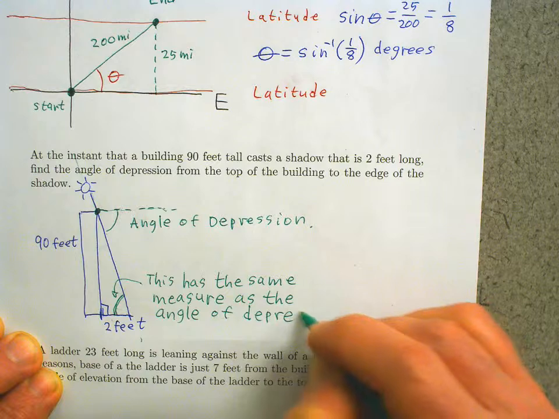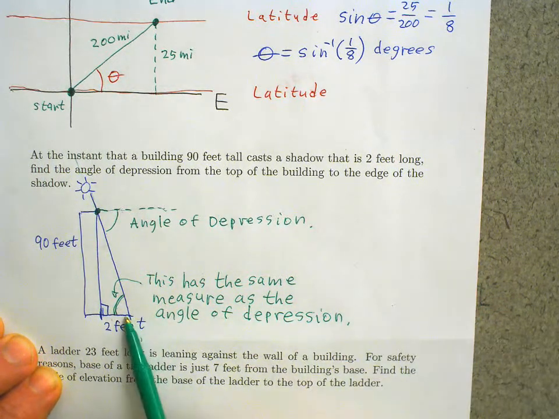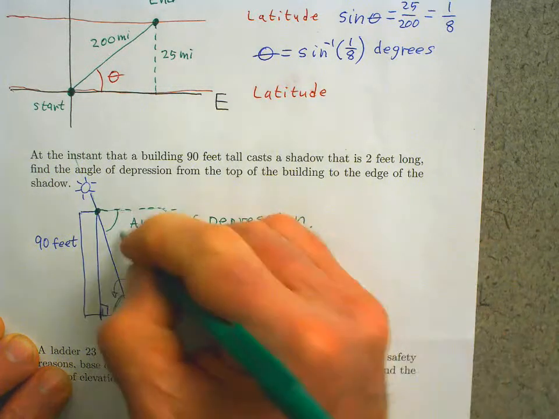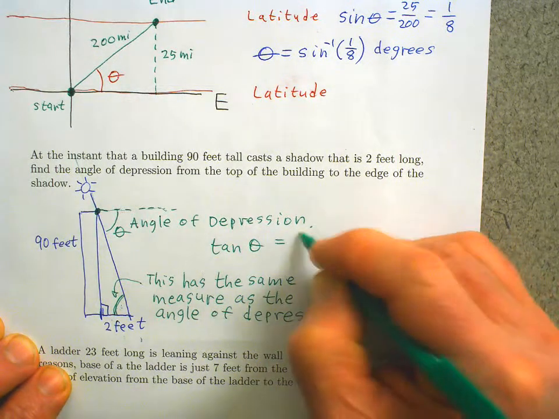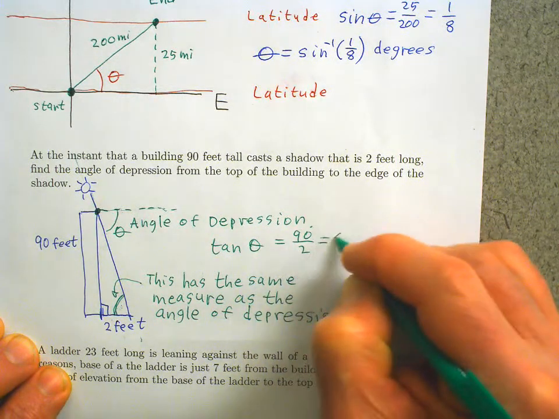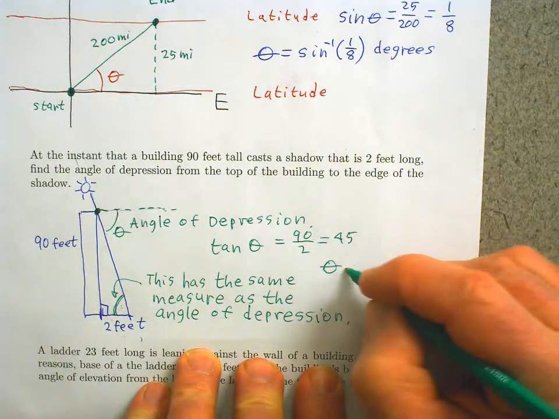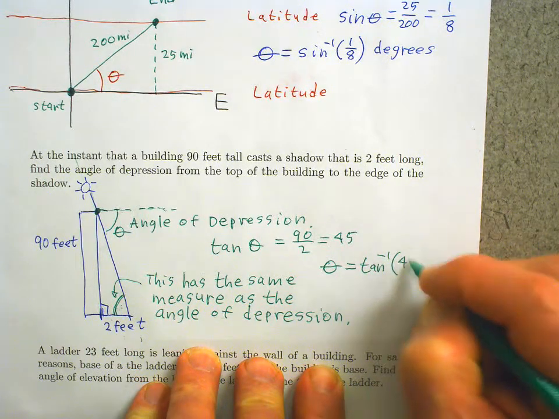Okay, so no doubt you've already finished this problem. We can find this angle by using tangent. The tangent of that angle is 90 over 2. So we might as well call it theta. The tangent of theta is 90 over 2, or 45. So the angle of depression, theta, is the inverse tangent of the number 45.